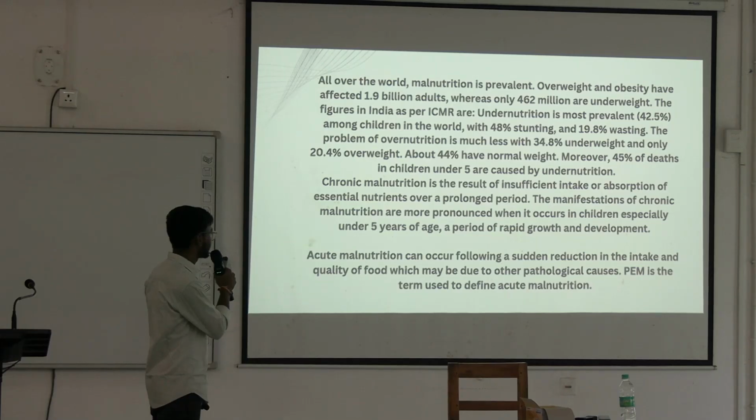Chronic malnutrition is the result of insufficient intake or absorption of essential nutrients over a prolonged period. The effects of chronic malnutrition are more pronounced when it occurs in children, especially under 5 years of age, a period of rapid growth and development. Acute malnutrition can occur following a sudden reduction in the intake and quality of food, which may be due to other pathological causes. Protein energy malnutrition is the term used to define acute malnutrition.